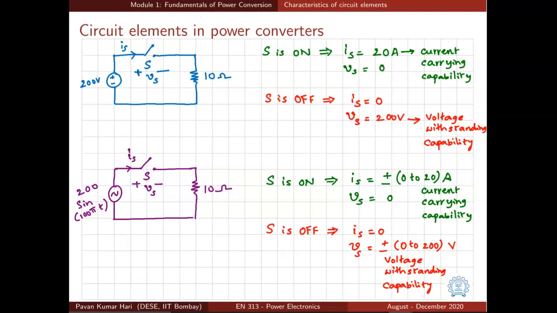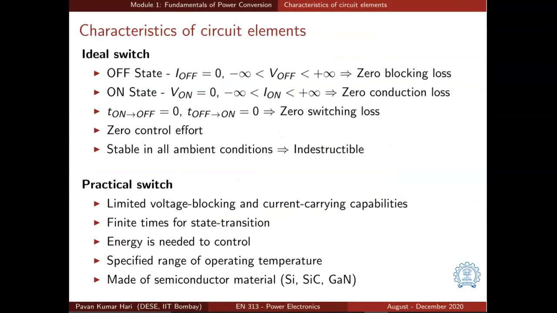With this, let us try to define the characteristics of an ideal switch that is used in power electronic circuits. An ideal switch in the off state, I off, the off state current, should be 0, and the off state voltage can be anything. It should be able to block any voltage and the current in the off state should be 0. If there is any current, there will be power loss, because voltage multiplied by current is power loss. So that is called blocking loss, the power lost while blocking. So ideally a switch should not have any blocking loss.